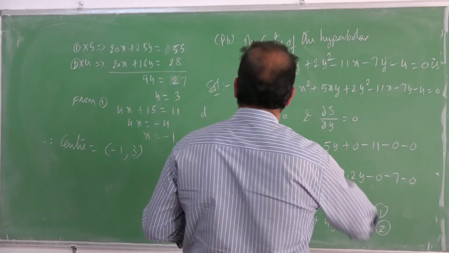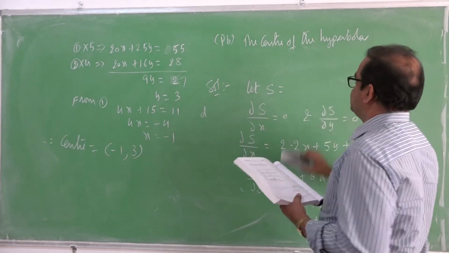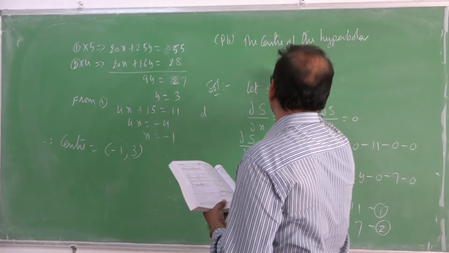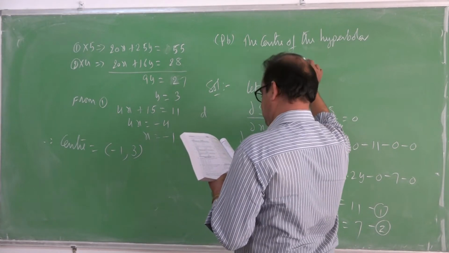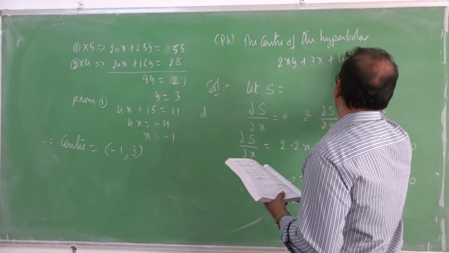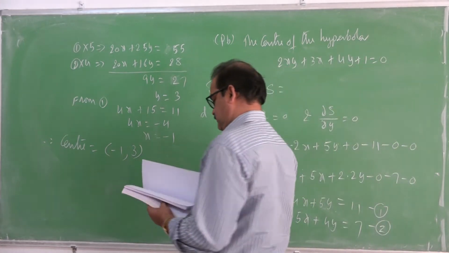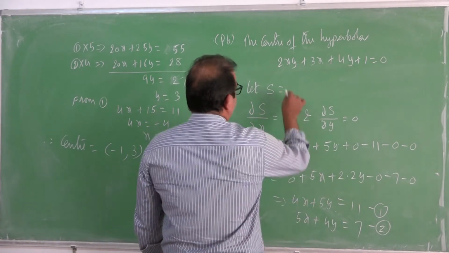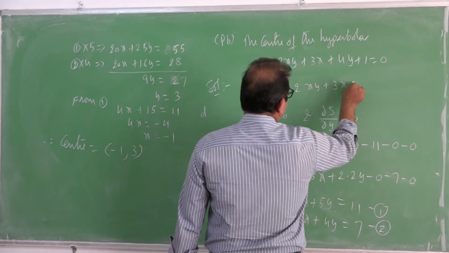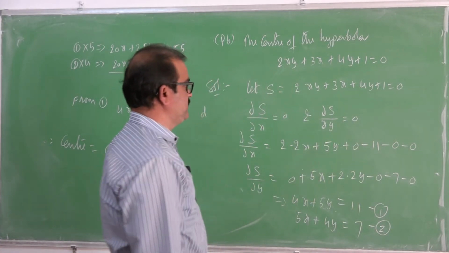In the same model, write the next problem. The center of the hyperbola 2xy plus 3x plus 4y plus 1 is equal to 0. Here take the equation as S. 2xy plus 3x plus 4y plus 1 is equal to 0. That is the given equation.